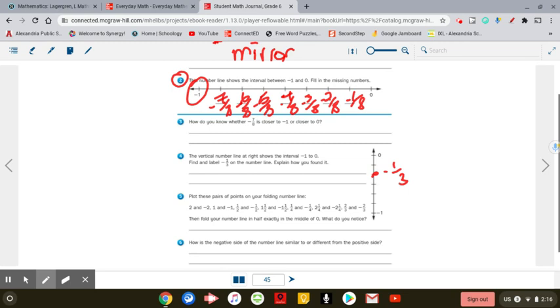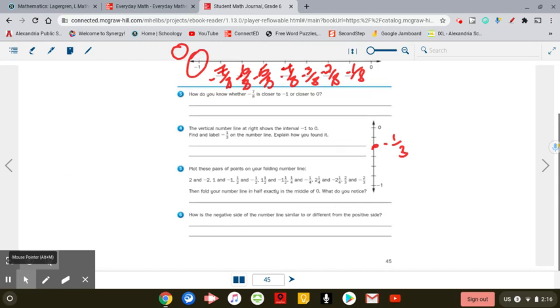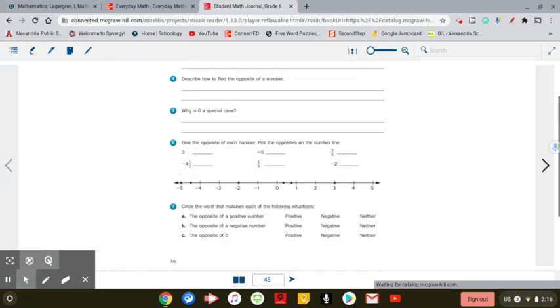Okay. Moving further down, number 3 says plot the pairs on a folded number line. Then fold the number line in half exactly in the middle at 0. What do you notice? Well, this is supposed to show you that they mirror each other again. -2 and 2 end up being in the same spot if you fold it at 0. So they're very similar, they're just opposite of each other. And that's a point of negative numbers, to recognize that they're opposite from each other. We're going to practice this on the next page.